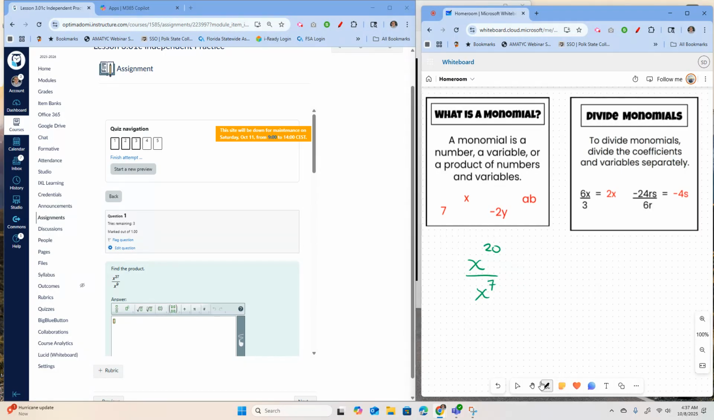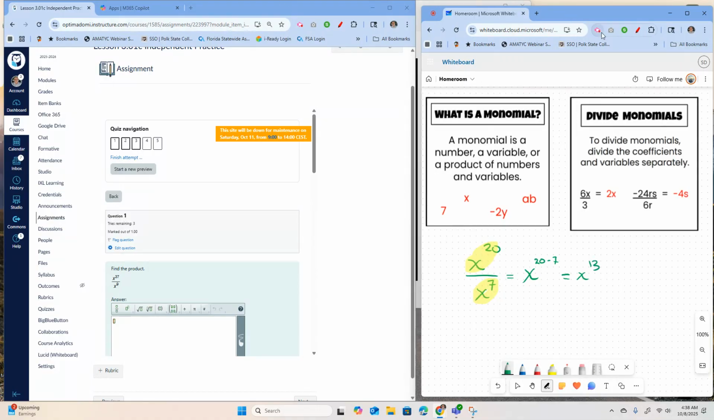I hope you notice that on the top, we have a monomial, and on the bottom, we have another monomial. How do you divide letters that are the same? You keep the letter, okay? And now you subtract the exponents. Subtract the exponent of the top minus the exponent of the bottom. Always top minus the bottom, okay? And we're going to get x to the 13. Look how quickly I did that.